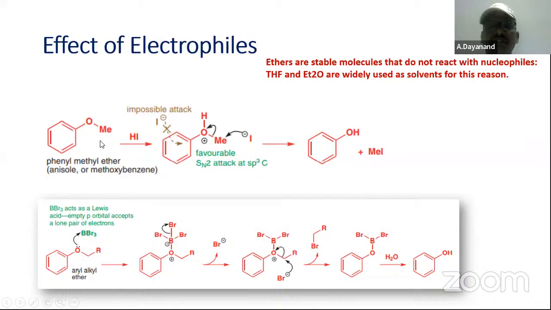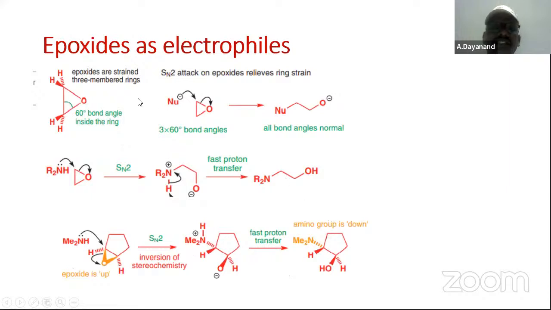For that sake, what we have to do is we have to use Lewis acids. Okay, Lewis acids help in substituting this OH group with BBr3, same as that of PCl3 we had seen just now.